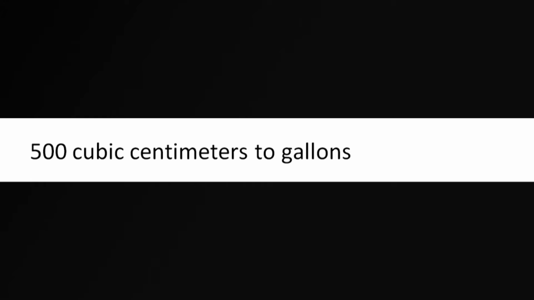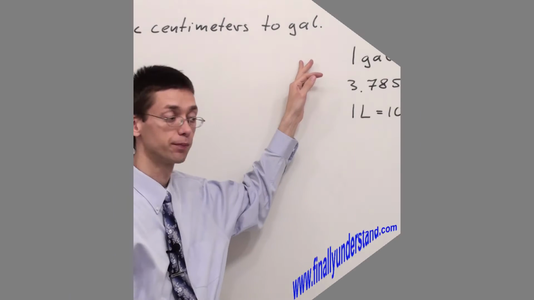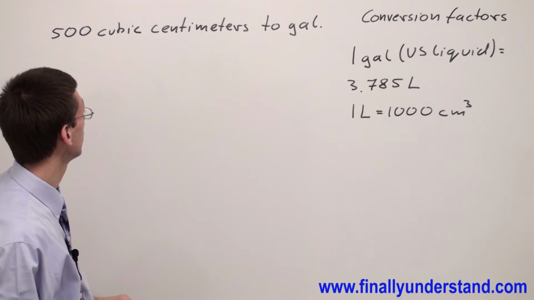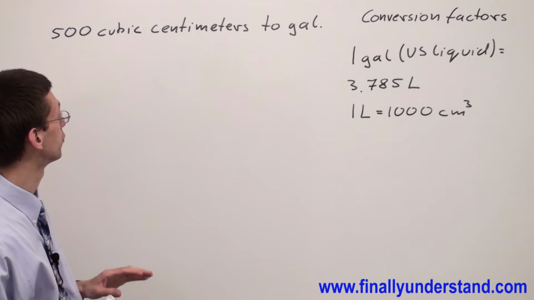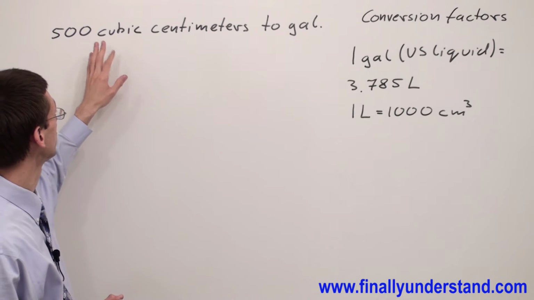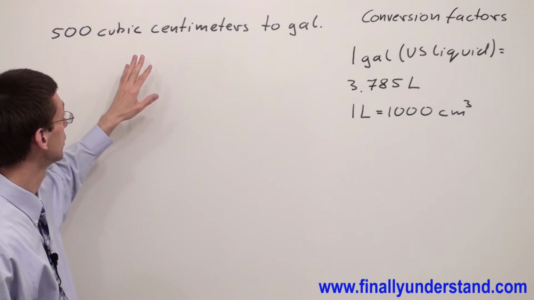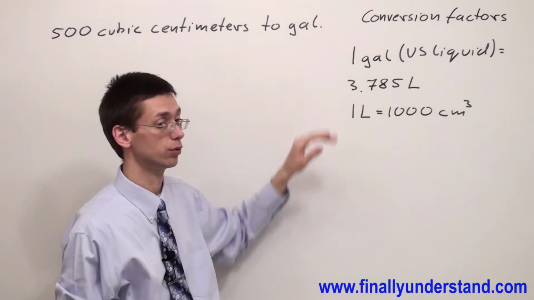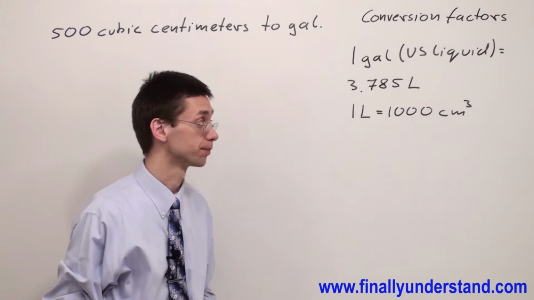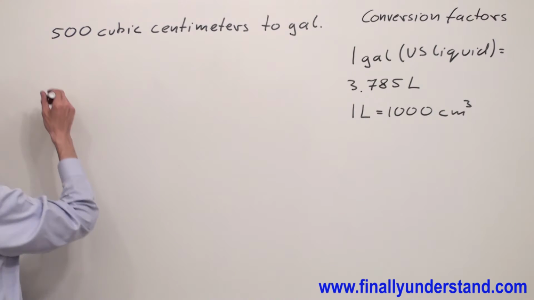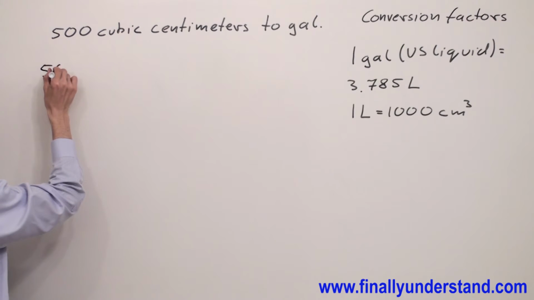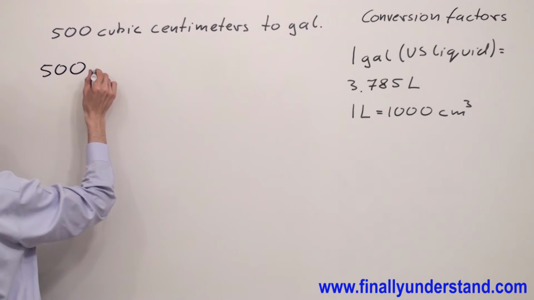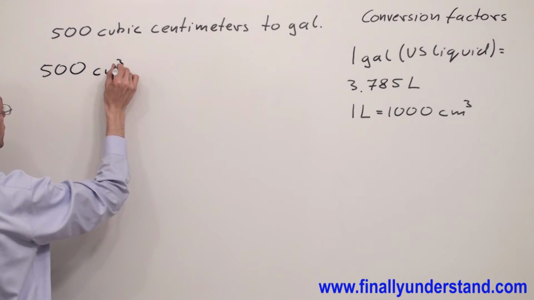This time we're supposed to convert cubic centimeters to gallons. Again, we do not have a direct conversion factor which is going to convert cubic centimeters to gallons. That's why we are going to use these two conversion factors. Always rewrite the problem. 500 cubic centimeters.